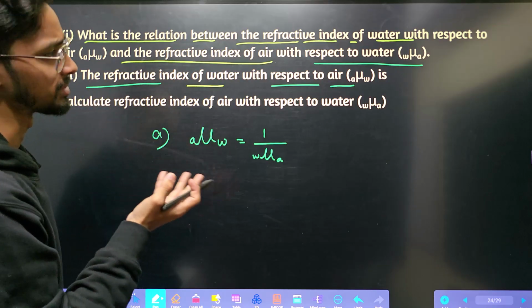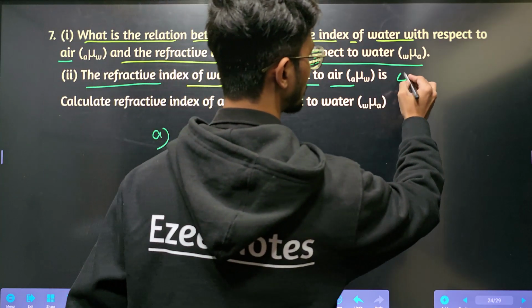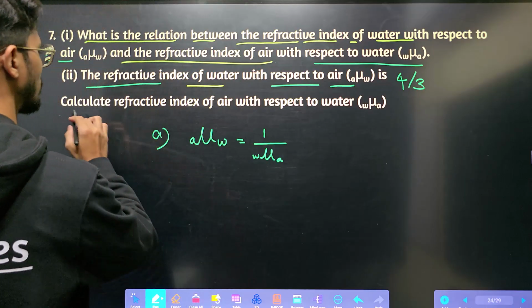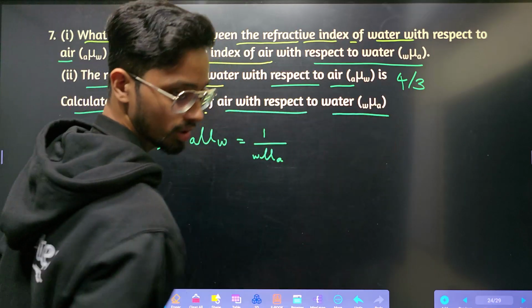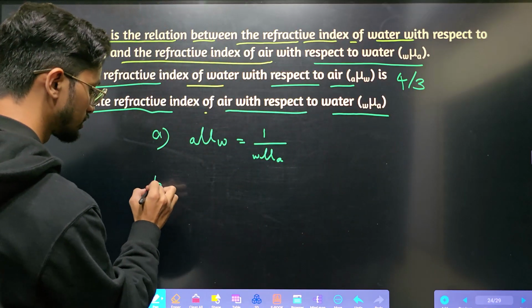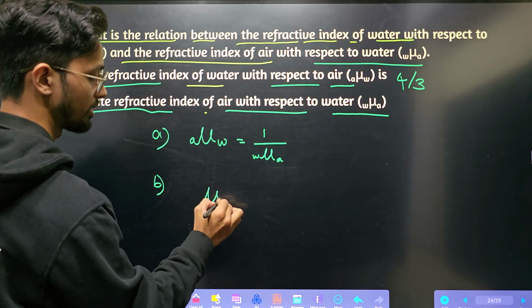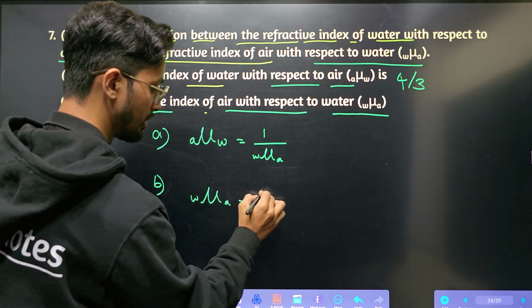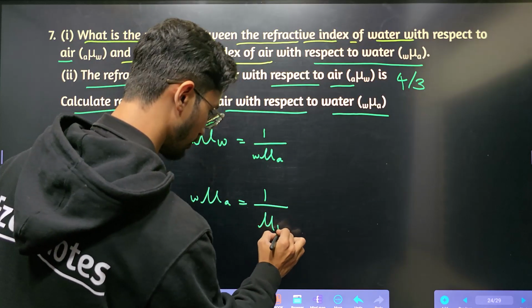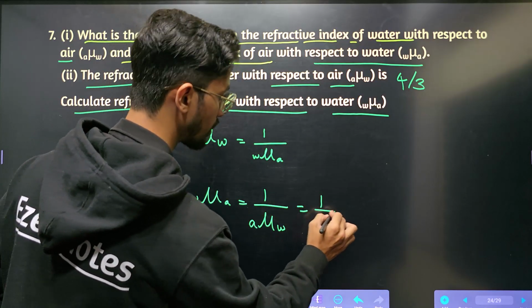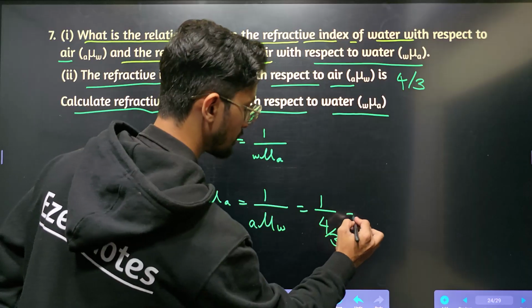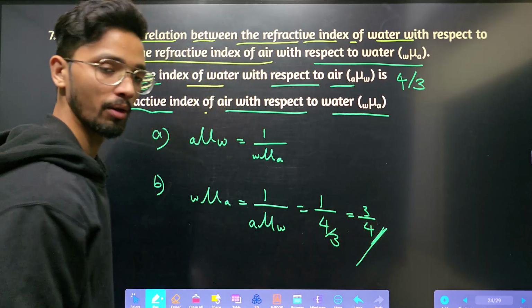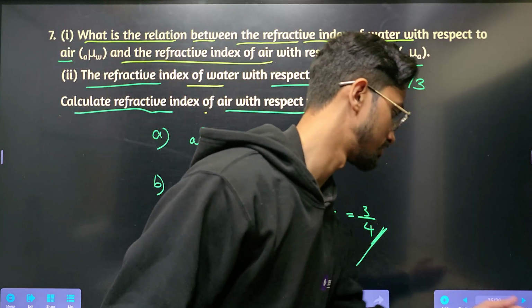Refractive index of water with respect to air is what? They haven't given it. It is 4 by 3. So calculate the refractive index of air with respect to water. So it will be the inverse. Refractive index of air with respect to water will be 1 by refractive index of water with respect to air. That is nothing but 1 by 4 by 3. It will become 3 by 4. Okay? Inverse of that, simple.